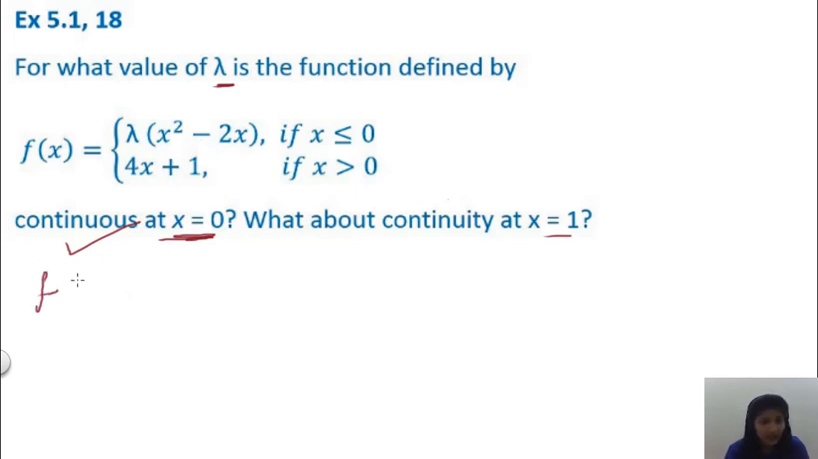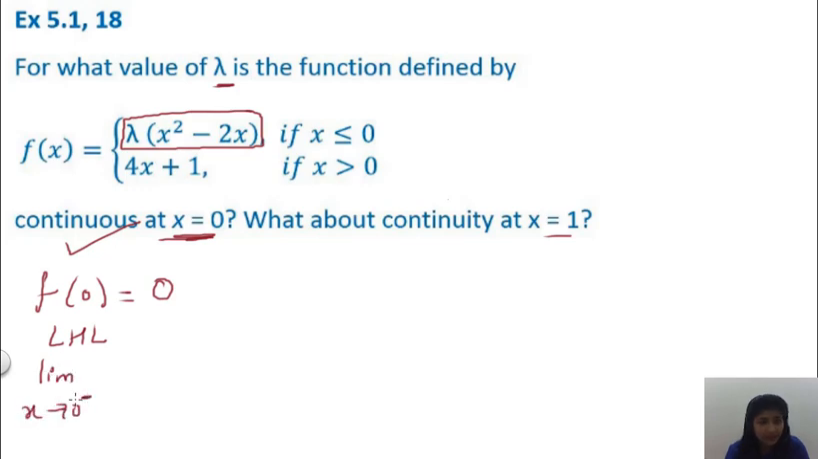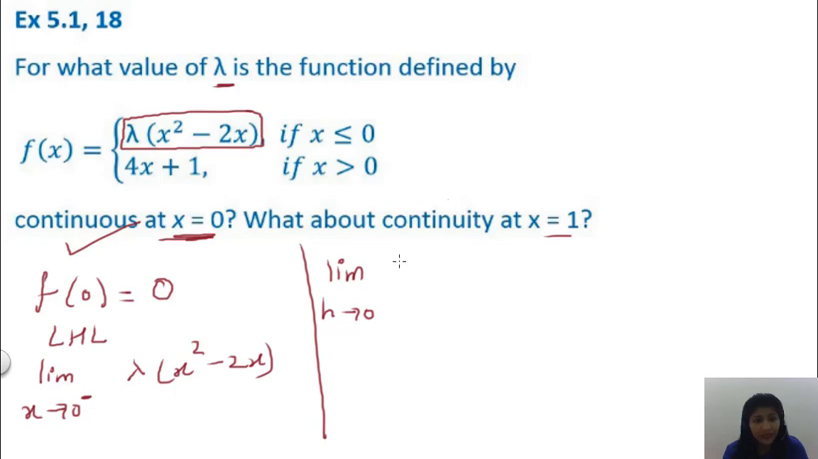So let us solve. F of 0, the value of the function at 0, we have to take this one, right? So when we place x as 0, we will get the answer of the function as 0. Now solving the LHL, where limit x tends to 0 minus. For less than 0, the function is lambda x square minus 2x. Now writing the limit h tending to 0, what will I write instead of x? 0 minus h. So 0 minus h square minus 2 into 0 minus h.